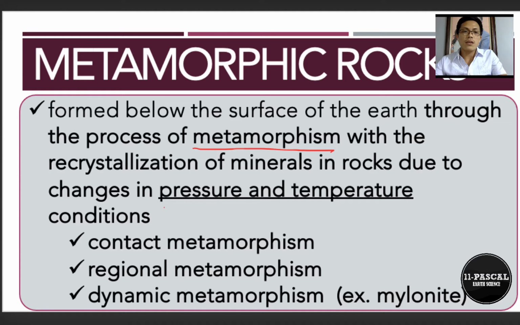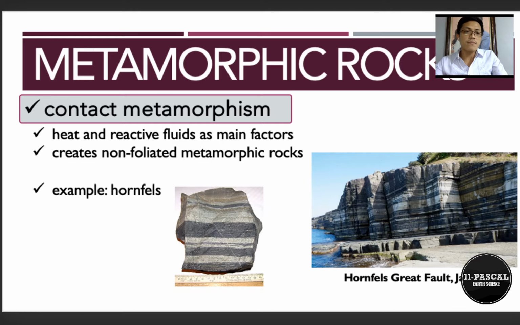That's why we can categorize them into different types of metamorphism. We have contact metamorphism, regional, and dynamic metamorphism. So what's the difference between these three? In contact metamorphism, we have heat and reactive fluids as main factors. They create non-foliated metamorphic rocks. An example of this is hornfels.